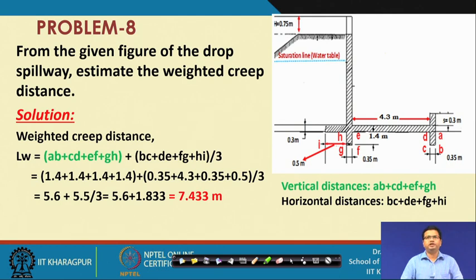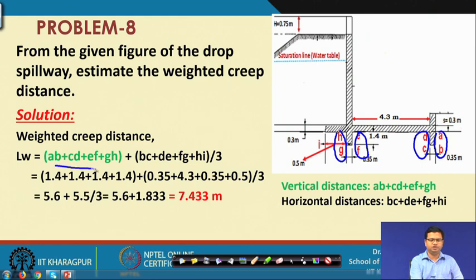In this case, first you have to identify your vertical distances. You can see here the vertical distances are AB, CD, EF and GH, and all are 1.4 meter. So, the sum of all these vertical distances equals AB plus CD plus EF plus GH, which is 1.4 plus 1.4 plus 1.4 plus 1.4, and you will get 5.6 meter.